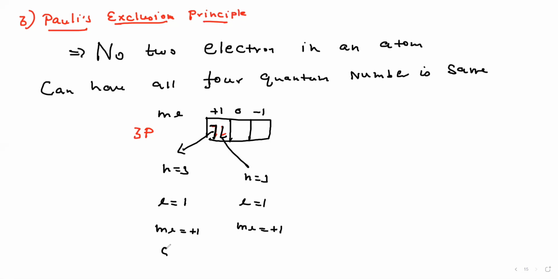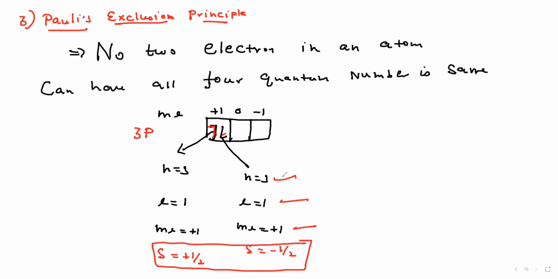But what is the s value? This is clockwise, this is plus half, and the other is minus half. The n value is same, the l value is same, and ml is also same, but the s value is not same. For any two electrons, at least one quantum number must be different. It's the Pauli exclusion principle.